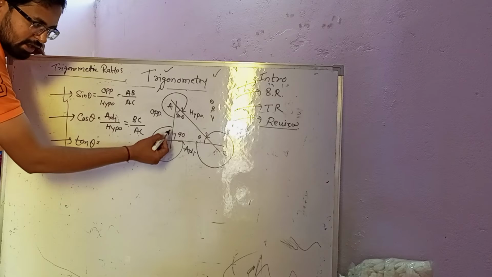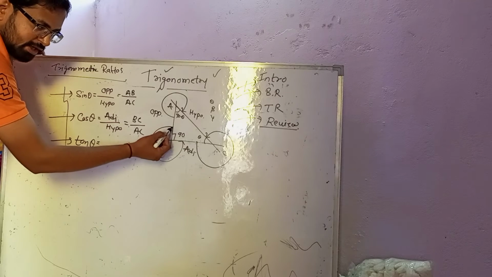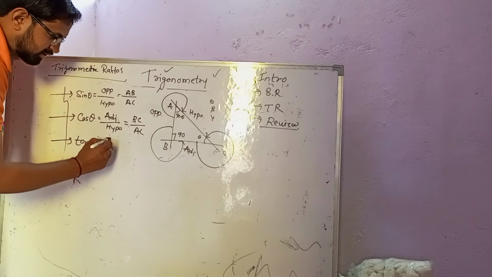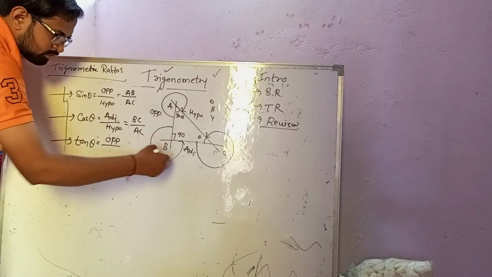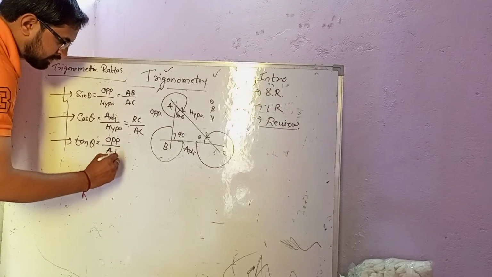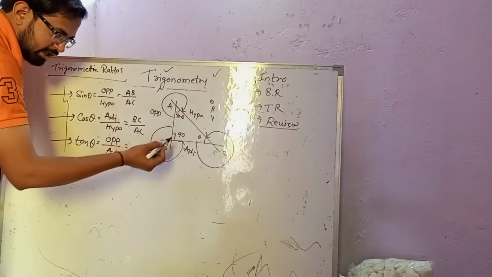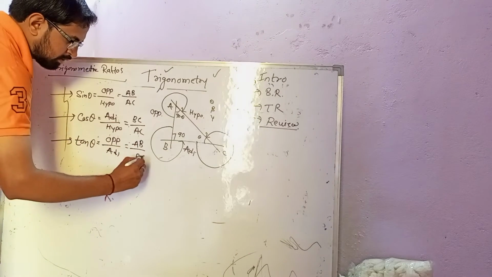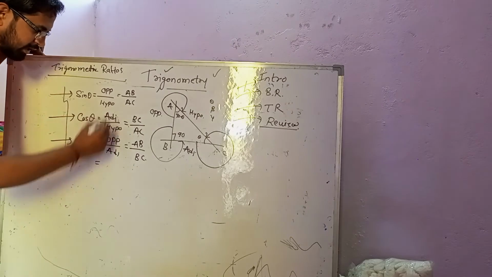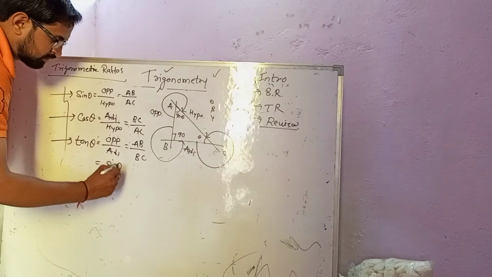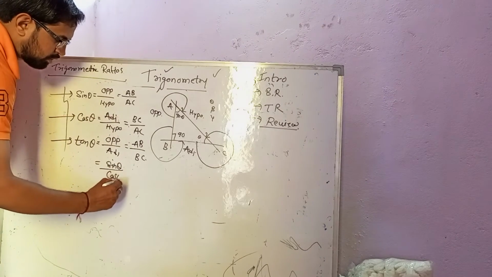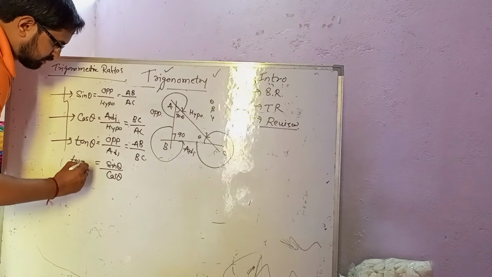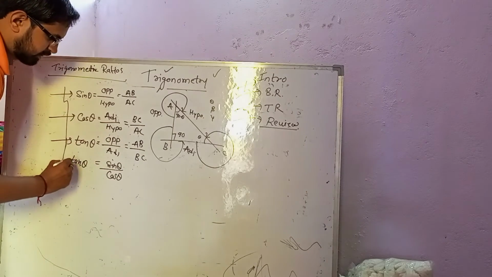Tell me, we are starting from this side, that side, this side. So the name of this side is what? Opposite side. Then we are going to the adjacent side. What is its name? AB to BC. Tan theta you can also state as a ratio of sin theta to cos theta. So these are the basic trigonometric ratios.